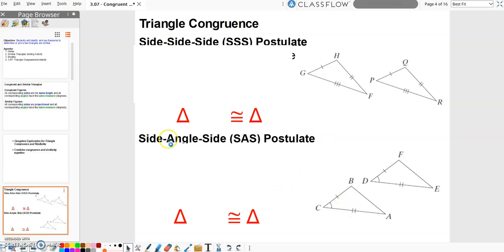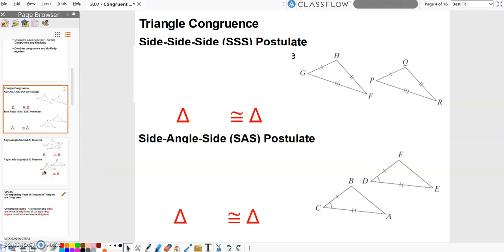Another way we can do that is if we have side, angle, side. Now the angle must be between the two sides. You can't have, let's say, angle B and F be the same measure. That would not mean that these two triangles are the same. It's not any two sides at any angle. It has to be a side and a side with an angle in between. So we can see BC is equal to FD, and angles C and D are equal, and then CA and DE are equal. So these two triangles are also congruent.